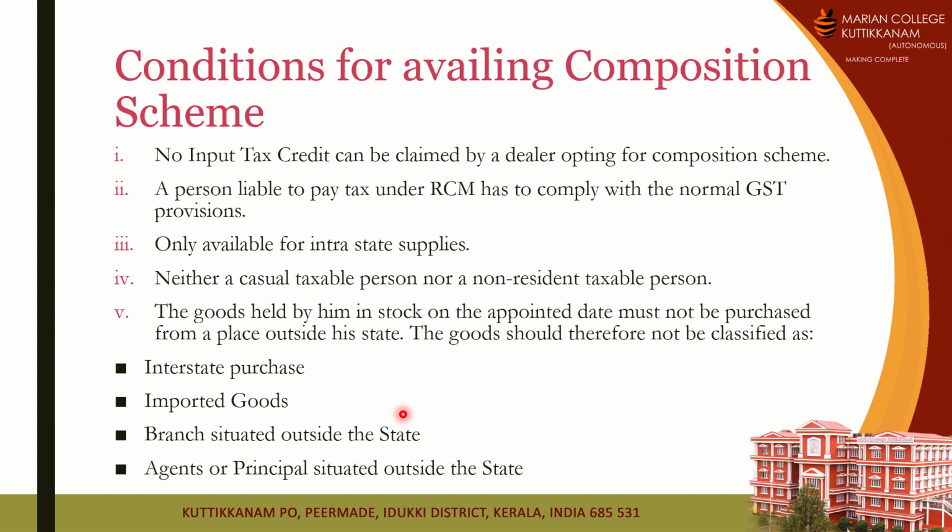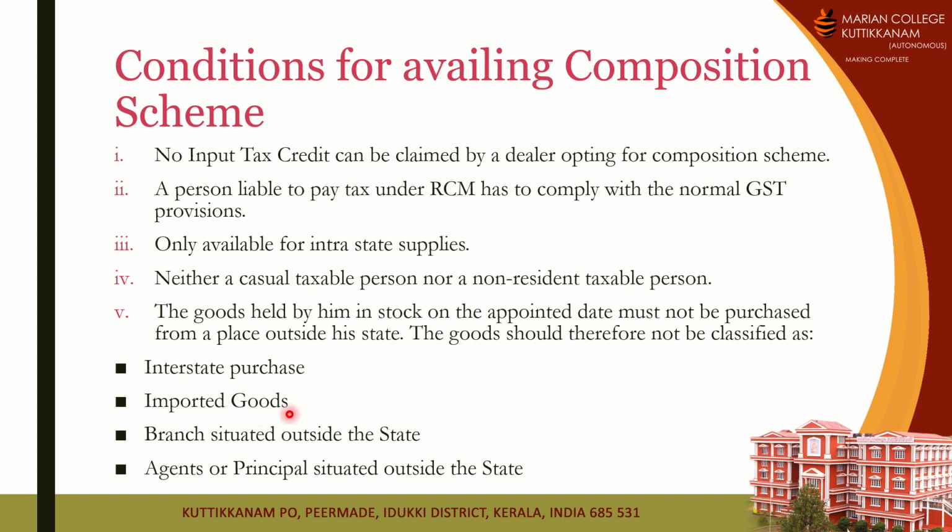Then the fifth condition: the goods held by him in stock on the appointed date must not be purchased from a place outside his state. That means it should not be interstate. So, what should be the nature of the goods? The nature of the goods should not be classified as explained in the points below. The goods should not be an interstate purchase, that is, purchased from another state.